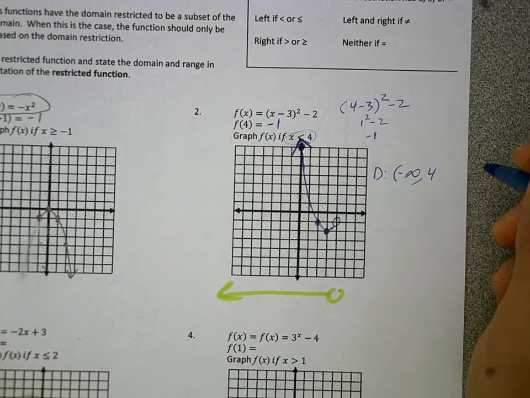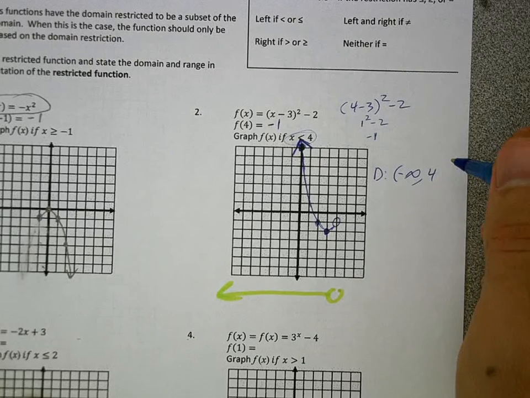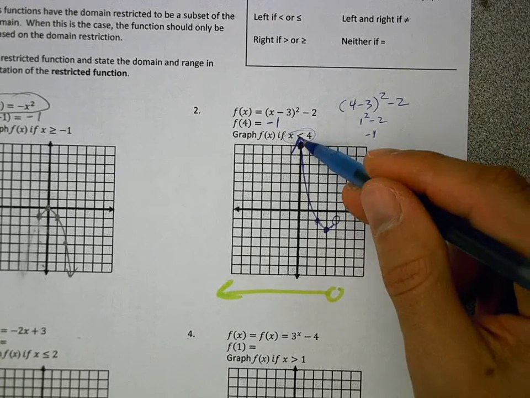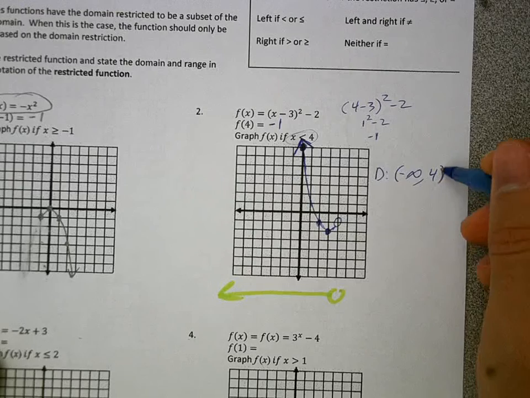Can I include 4? So I've got an open circle. I don't have an or equal to. This should be a round parenthesis for that one.